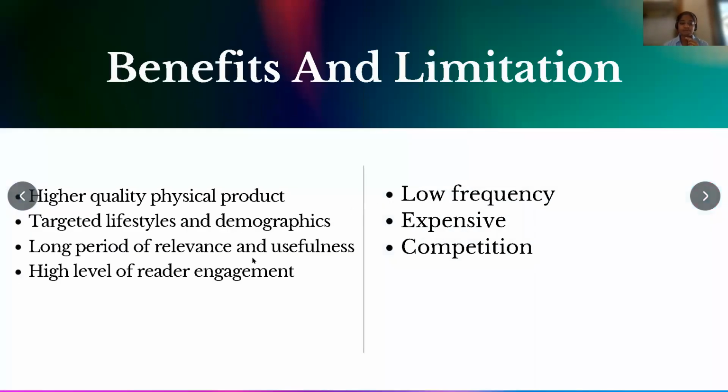Benefits and limitations of magazines. Higher quality physical product: magazine printers use glossy, higher quality paper than newsprint. Targeted lifestyles and demographics: because magazine readership is segmented by gender, interest, or industry, advertisers can choose the most relevant publication. Long period of relevance and usefulness: magazines contain information and articles that can be useful for months or years, such as recipes, research, and information pieces. High level of reader engagement: readers are engaged in reading magazine articles rather than being passive observers.